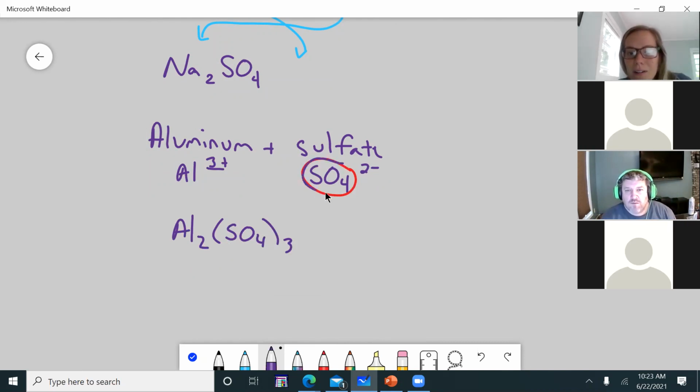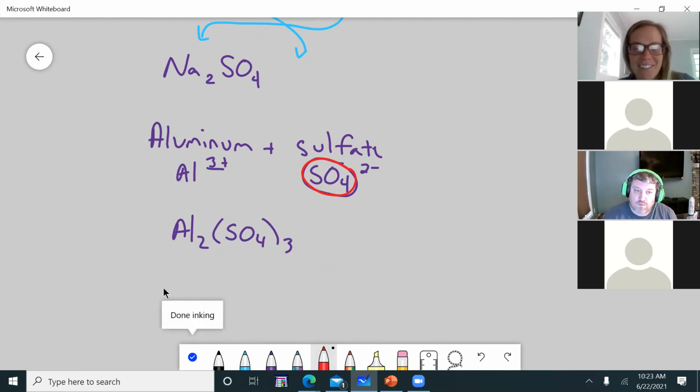That's why I preface circling this thing, so that you know that it's a unit. So that 3 has to apply to that whole thing, not just the oxygen, not just the sulfur. You don't want to swap the 4 out for the 3, nothing like that. You want to treat it as a packet. I'm going to write in red some of the things that I see students do that are incorrect. So don't do these things.